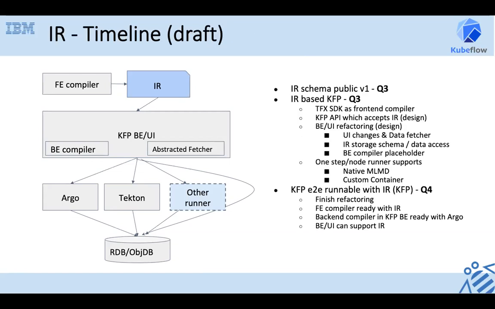So the timelines for this: the schema will be published somewhere in the Q3 timeframe. Then IR-based KFP is being targeted for Q3. We will try as much as possible to keep the Tekton effort in parallel, so as to align and make sure that the version of Kubeflow pipeline which comes with an IR has Tekton pre-integrated around the same time as Argo. And then Q4 is when you probably have a more formal release.